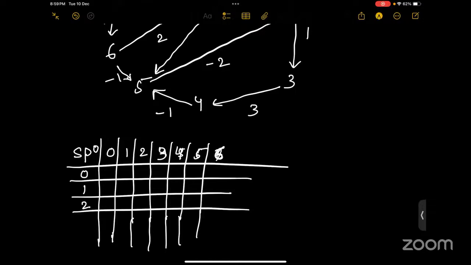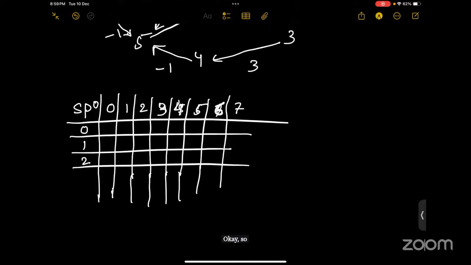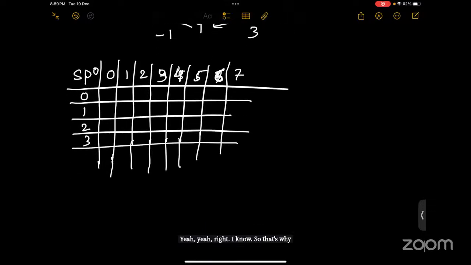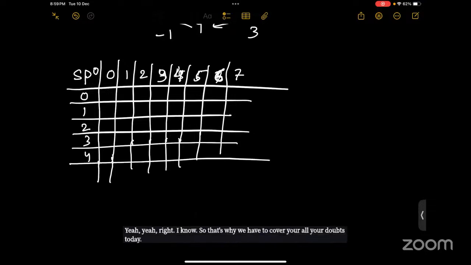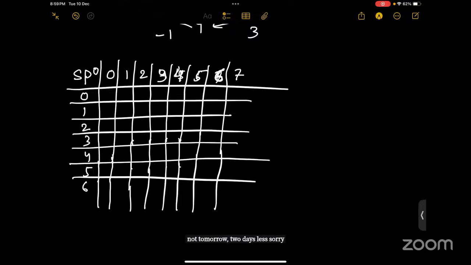Tomorrow is the graded assignment deadline, na? Yes. Okay, so we have to cover all the schools. Yes, ma'am. Week 11 deadline. Yeah, right. I know. So that's why we have to cover all your doubts today. So tomorrow class will be little lengthy. Not tomorrow, today's class. Sorry, what I'm saying. I know.